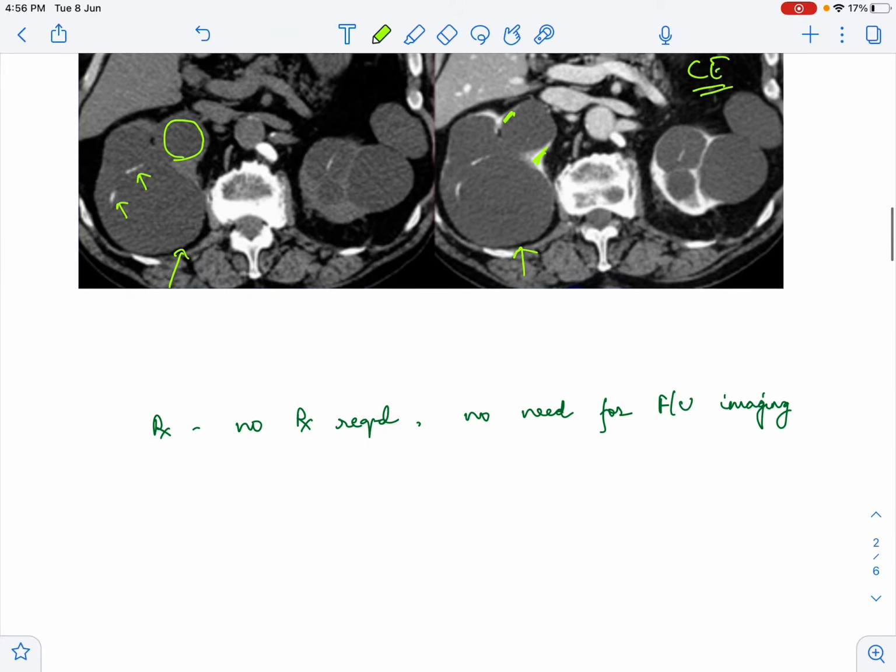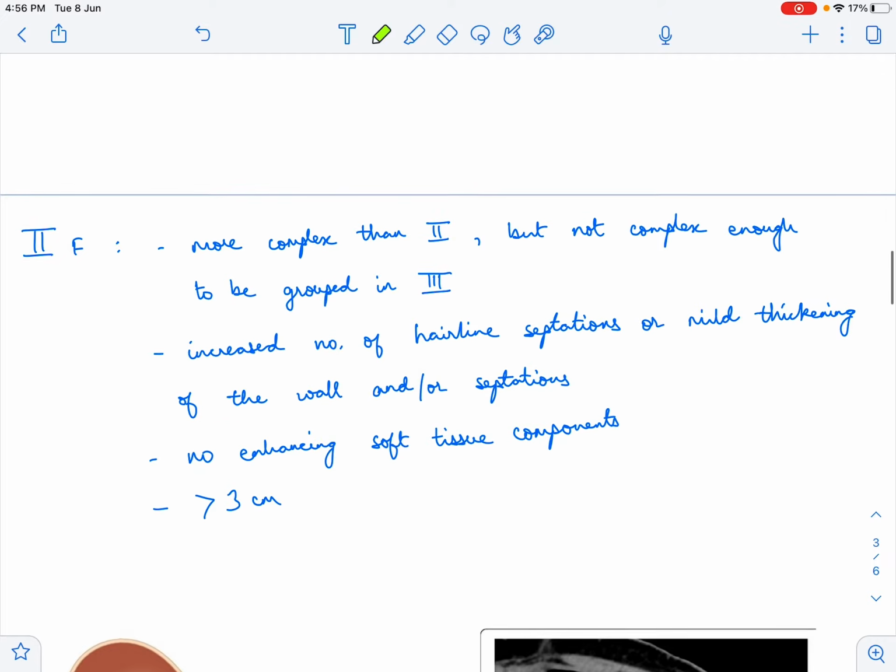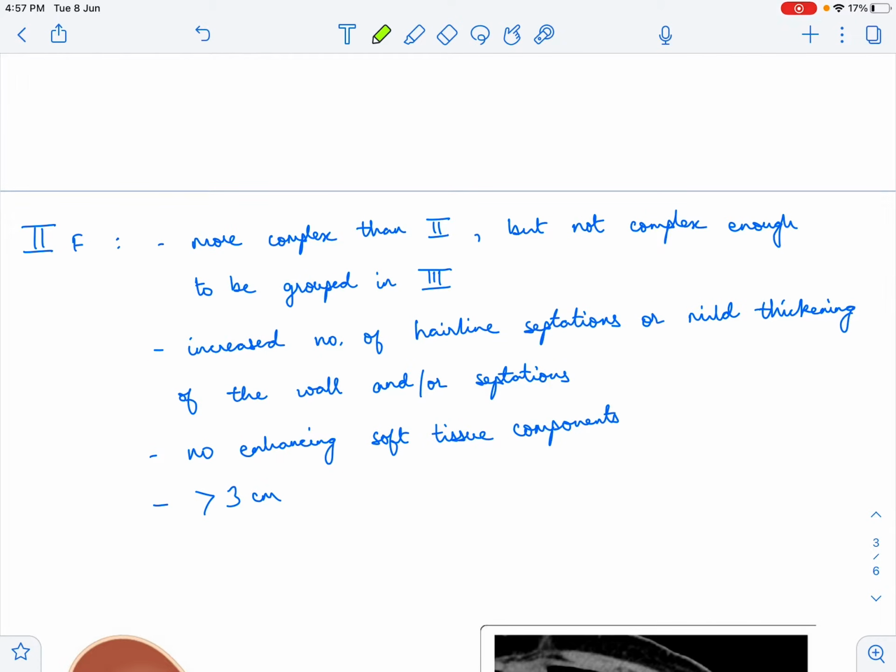Now for a category 2 cyst, there is no treatment required and no need for follow-up imaging. So basically, if you have a patient with a category 1 or category 2 cyst, you reassure the patient and send him home. Now, there is a special category called category 2F. This category was not mentioned in the original Bosniak classification. It was introduced later for those cysts which were more complex than category 2, but not complex enough to be grouped into category 3.